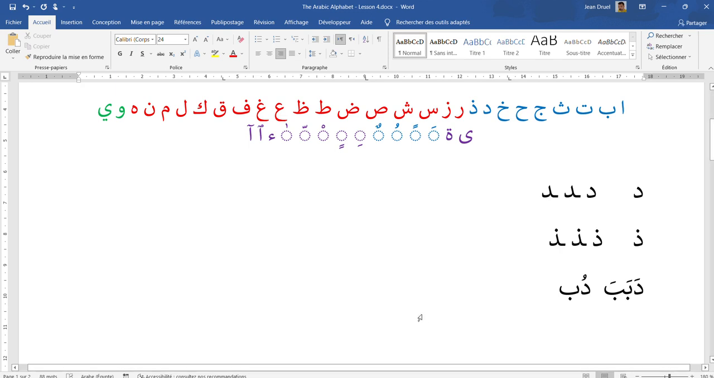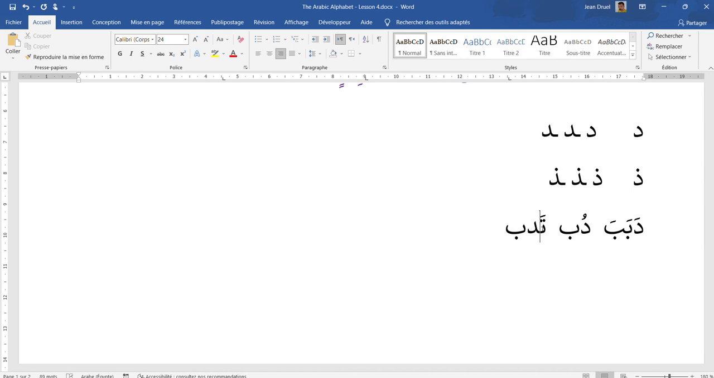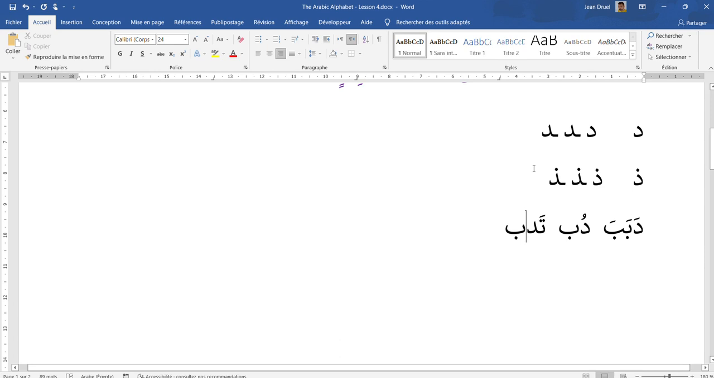Now if my dal is in the middle, I would go, for example, let's say tadaba. So here, tadaba. Let's add some vowels on that. What's going on here? Okay, there was a line on the right side. Tadaba.